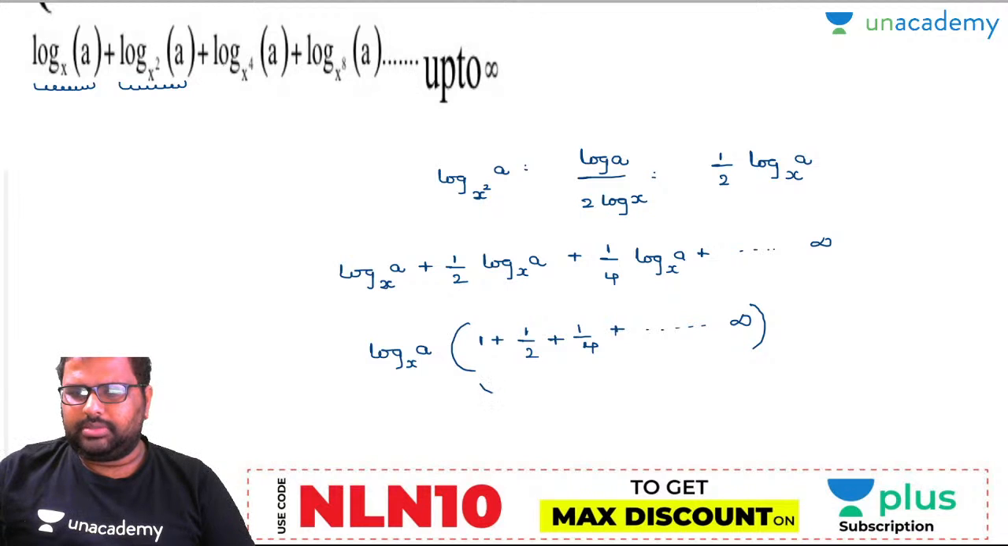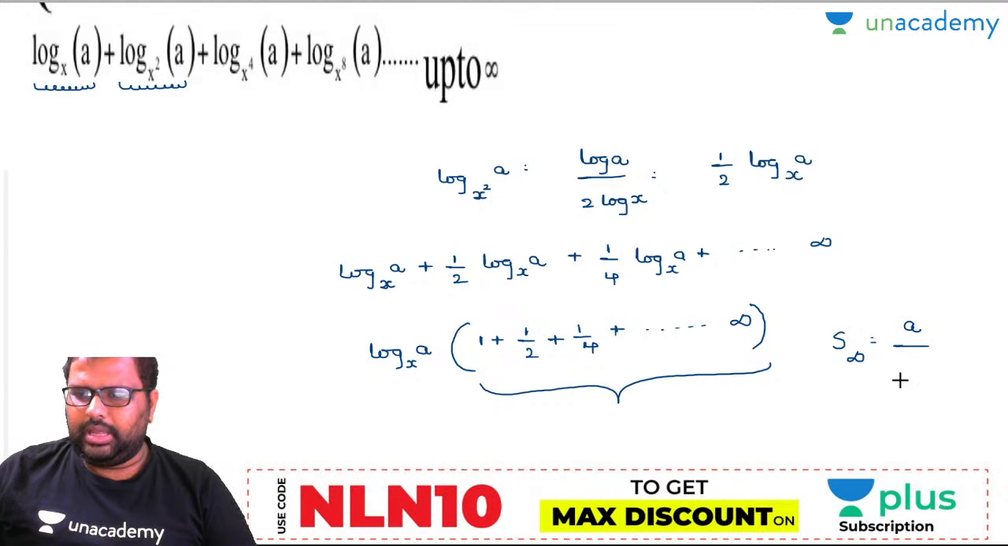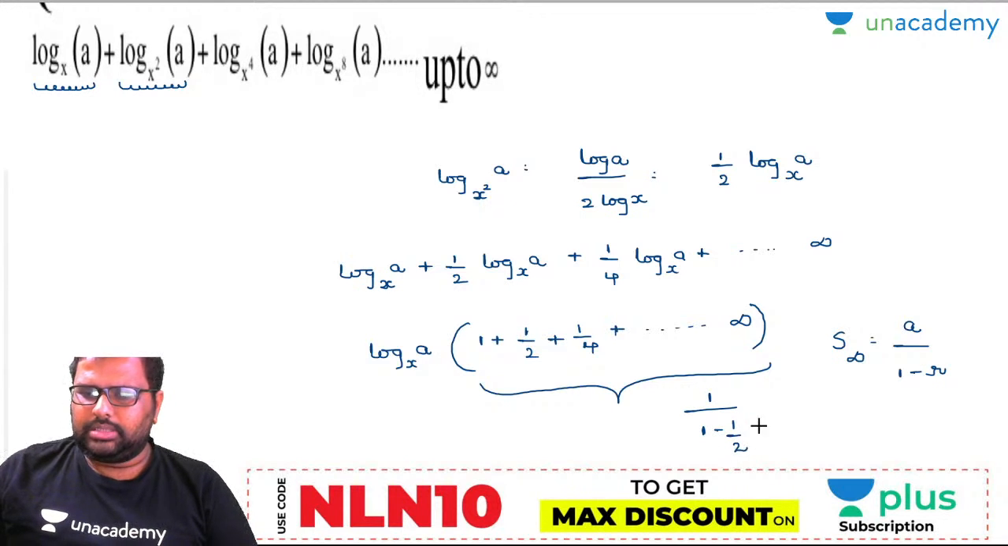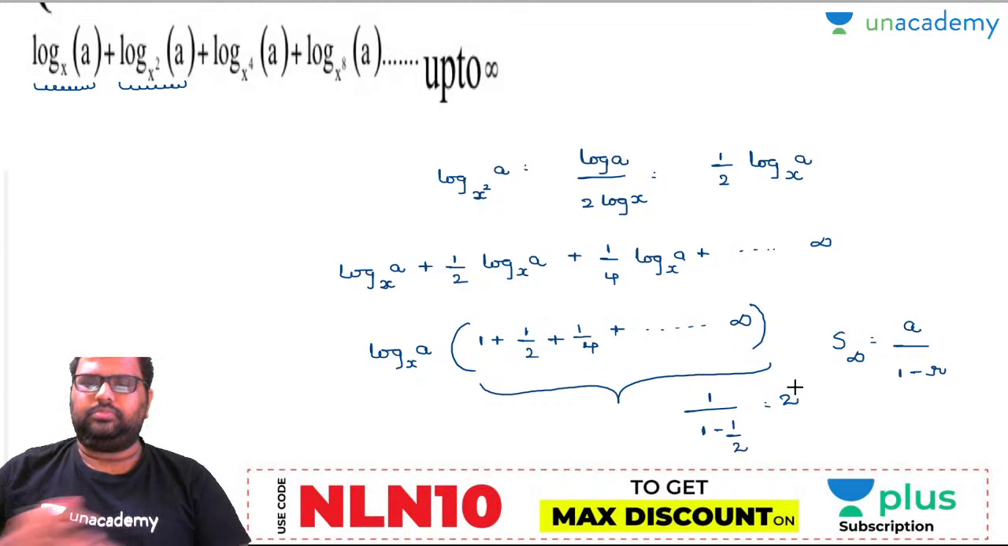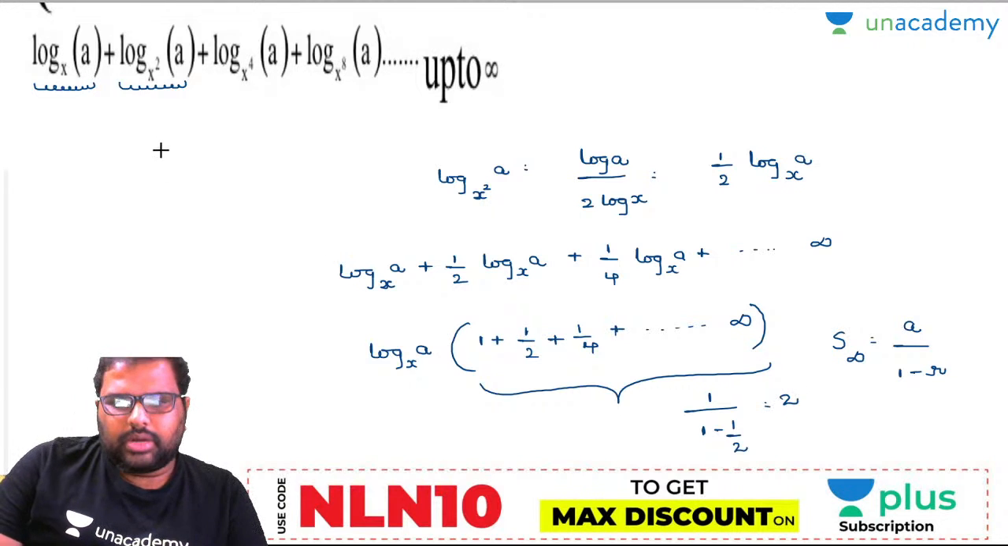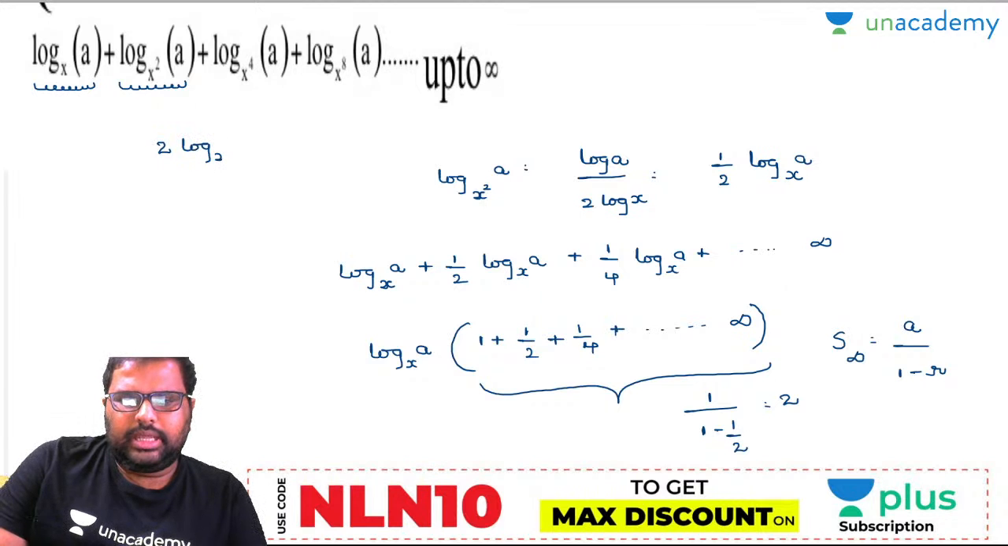Now closely observe, the bracket is in the format of an infinite geometric series. S infinity is equal to a by 1 minus r, where a is 1 and r is 1 by 2. Am I right or wrong? a is 1 and r is 1 by 2, so 1 minus 1 by 2, and the answer is 2. Finally, your answer will be 2 log base x a.